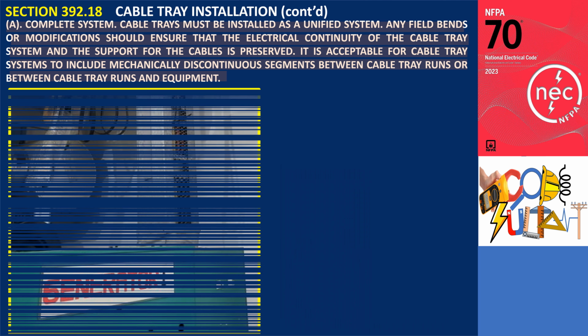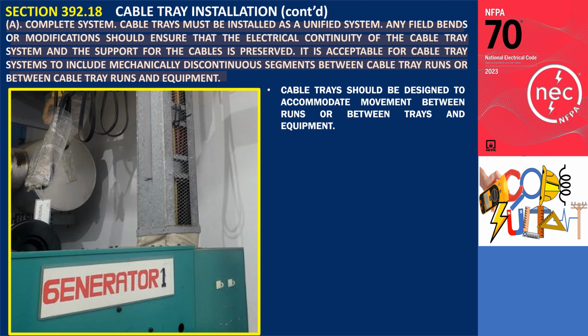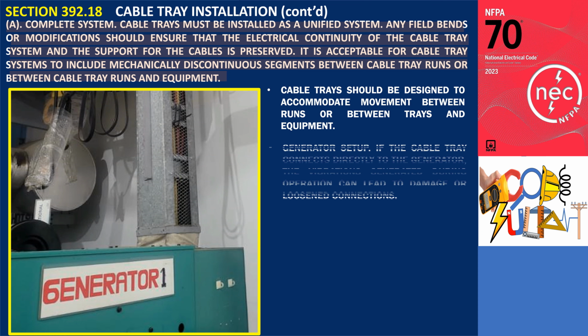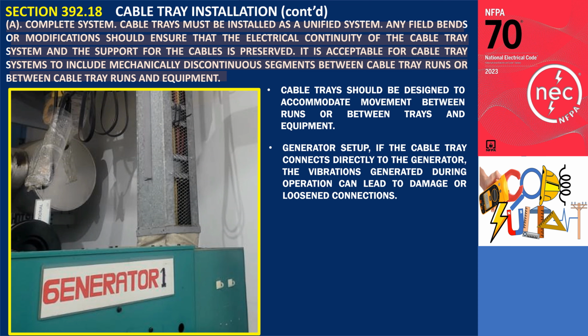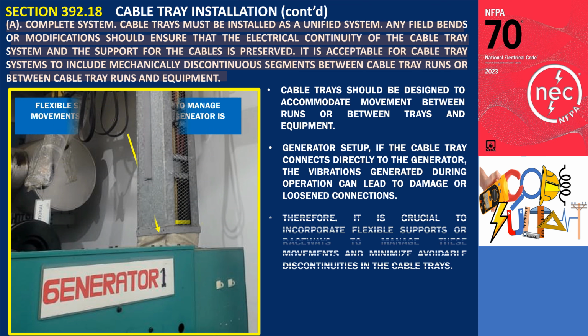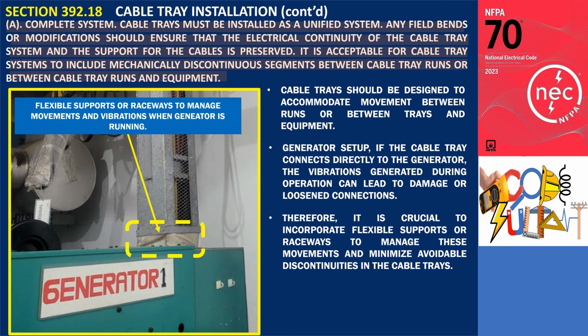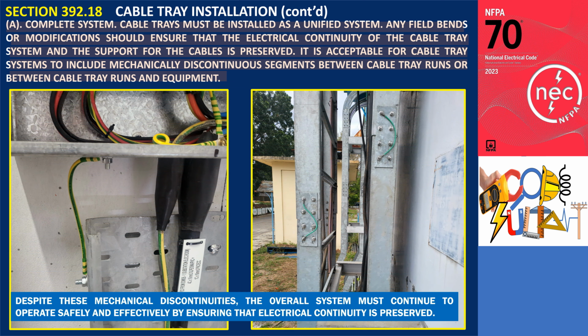Cable trays should be designed to accommodate movement between runs or between trays and equipment. For instance, in a generator setup, if the cable tray connects directly to the generator, the vibrations generated during operation can lead to damage or loosened connections. Therefore, it is crucial to incorporate flexible supports or raceways to manage these movements and minimize avoidable discontinuities in the cable trays. Despite these mechanical discontinuities, the overall system must continue to operate safely and effectively by ensuring that electrical continuity is preserved.